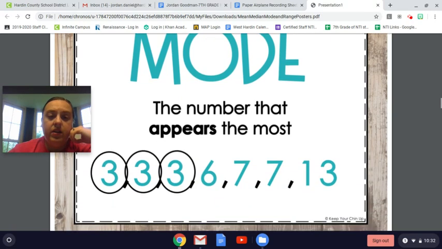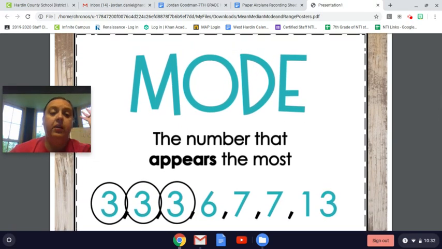Mode is the one that shows up the most. Remember with mode, there are 2 special cases. You can have no mode if all your numbers are different. Or you can have more than 1 mode. If you have 2 pieces of paper show up twice, and you have 3 pieces of paper show up twice, both of those are your mode because they show up the same amount of times. So you can have more than 1 mode.